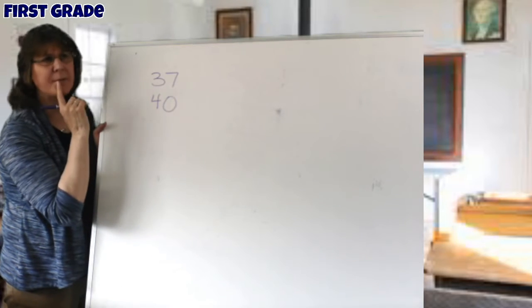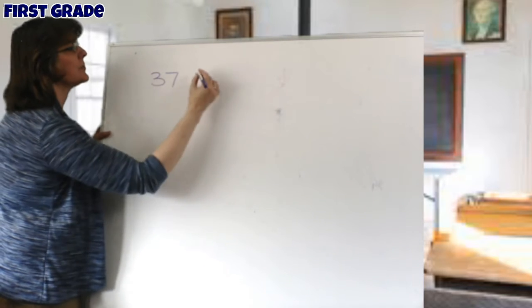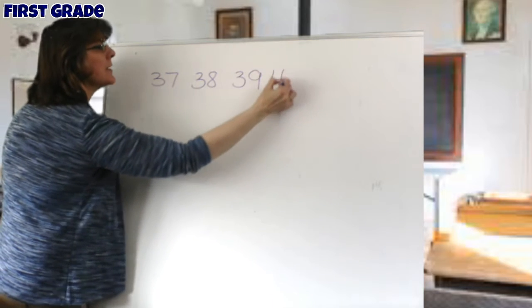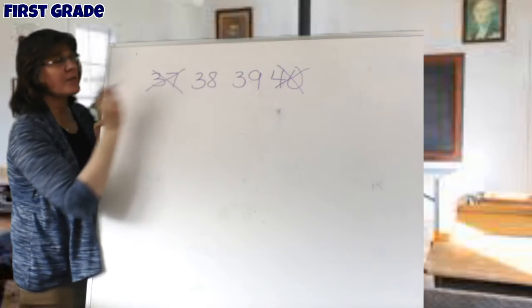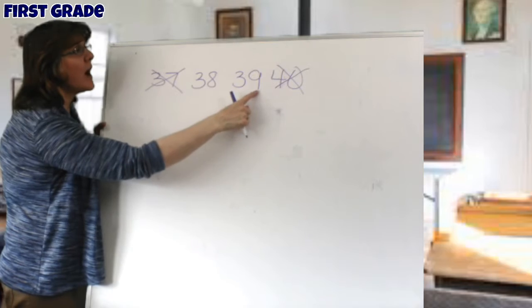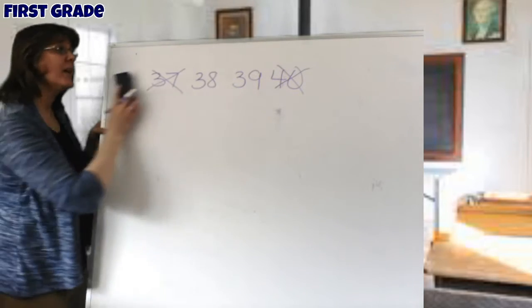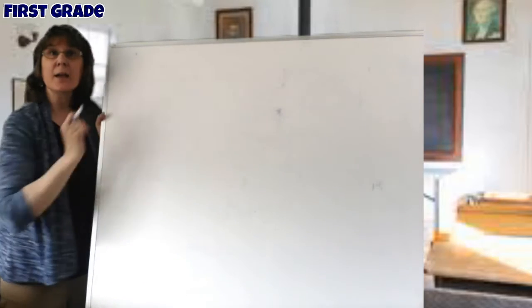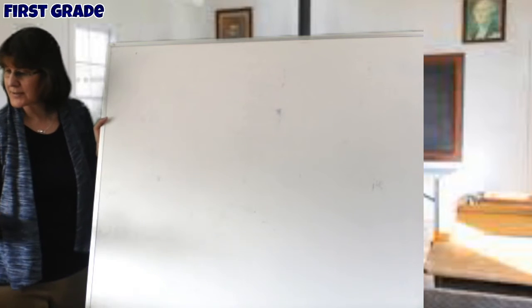If I'm not sure, what I could do is write the numbers from 37 to 40. 37, 38, 39, 40. I know it's less than 40, so it can't be 40. And it's greater than 37, it can't be 37. And it has a 9 in the ones place. My number is 39. So you're going to do one similar to that, but you'll have a different number to follow. But make a list of your numbers and cross out the ones you know it isn't and read your riddle to see what it is.